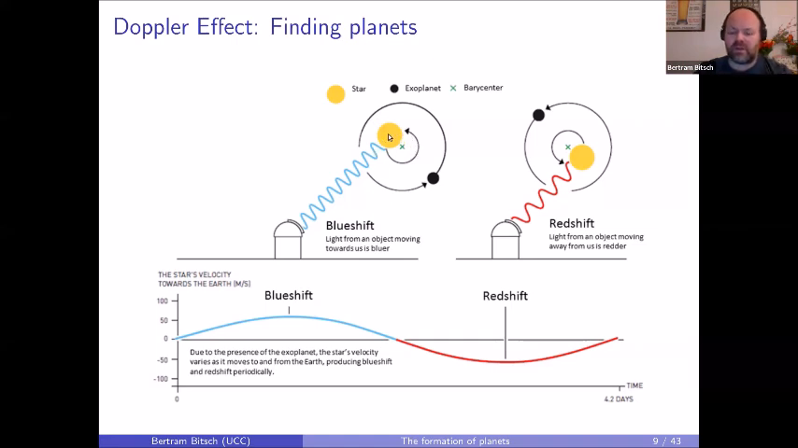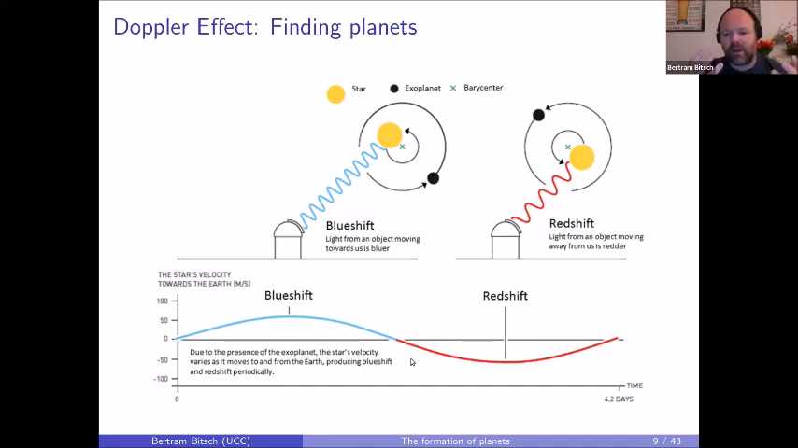And this movement of the star around the center of mass will change how we see the star. So as the star moves closer to us, we will have a blue shift, and as the star moves away from us, we have a red shift of our spectrum. Now we see here in the bottom, that's the velocity of the star towards the Earth in meters per second. As the star is moving closer to us, we see that there's an increase in this velocity towards us, and as the star is moving away from us, we have a decrease in this velocity.